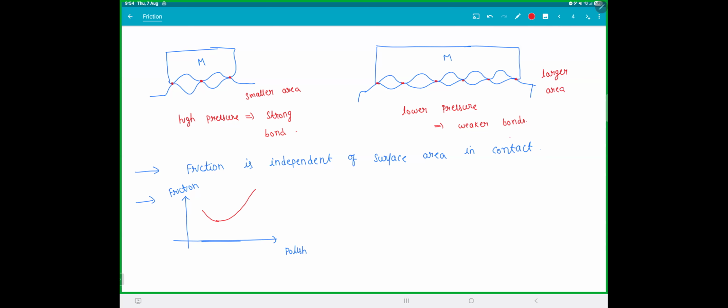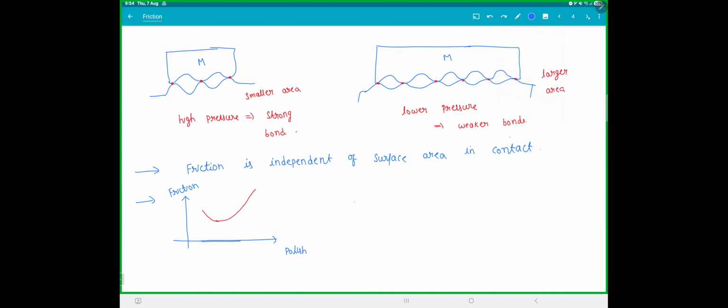So if you make the surfaces really smooth, stronger bonds will resist more, but the number of bonds is less. The total strength remains the same. You can think of it like that: you have fewer bonds, but they're stronger; or you have more bonds, but they're weaker. So overall, it gets compensated.